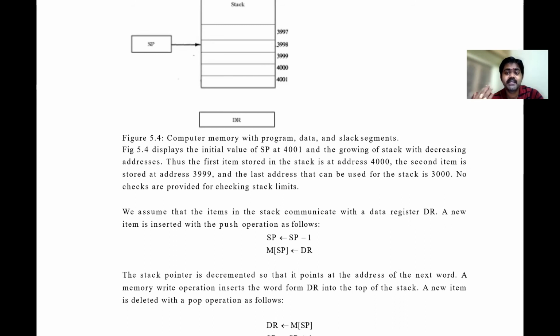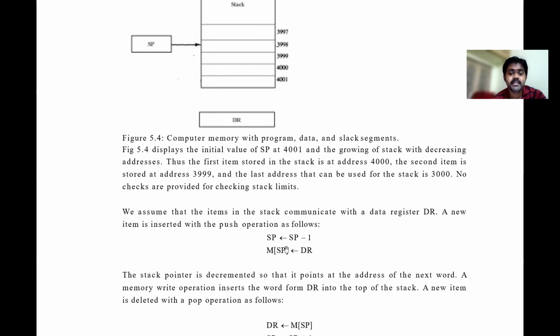So it keeps on decrementing, with decreasing addresses. Thus, the first item stored in the stack is at address 4000. The second item is stored at address 3999, then 3998, 3997, and so on. So if you see the insert operation, the push operation, compared with the register stack, the pop operation in the register stack is exactly the push operation in the memory stack. Why? Because your stack pointer is decrementing here.